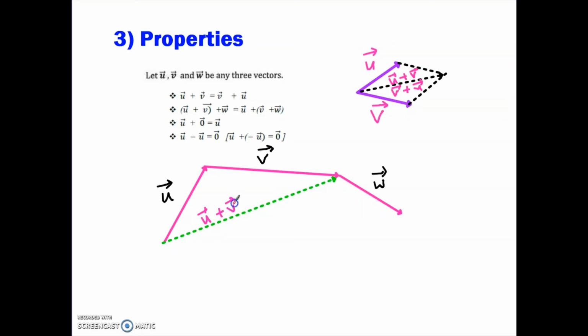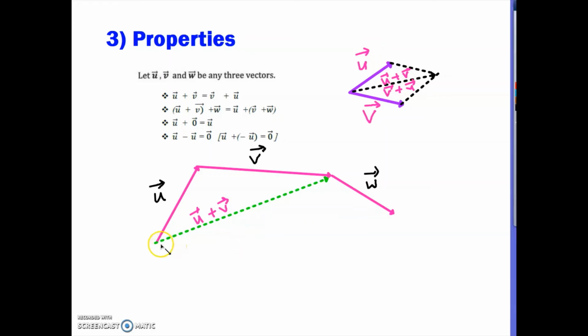So I did u plus v first, and now I'm adding w to the green vector u plus v. So the resulting vector will be this. So this is u plus v plus w.